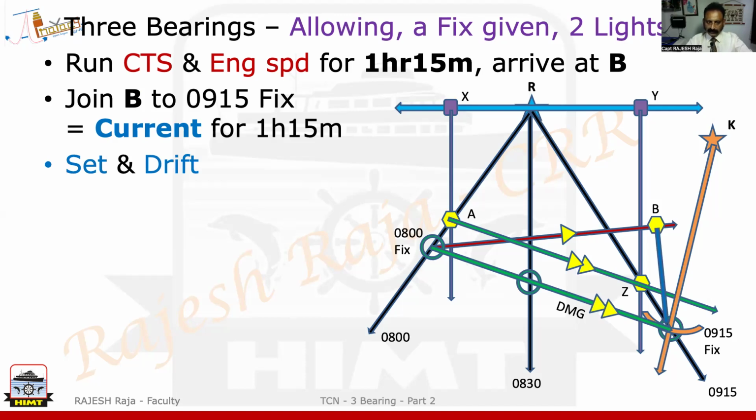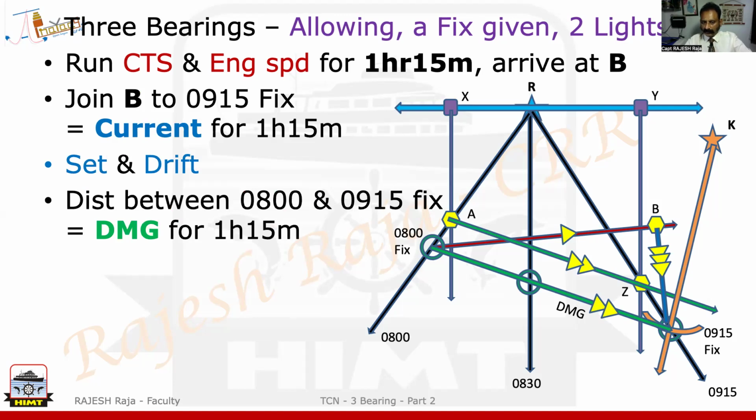If it was for 1 hour, I would have called it set and rate, but now it is set and drift. So I put the symbols. Please watch the symbols: a single arrow for CTS, 2 arrows for your CMG track, and 3 arrows for your set and drift. Now, as I had already mentioned, you would have measured your 8 o'clock to 9:15 fix distance, and that is DMG. So with this, basically I've completed all the 6 data of your triangle.